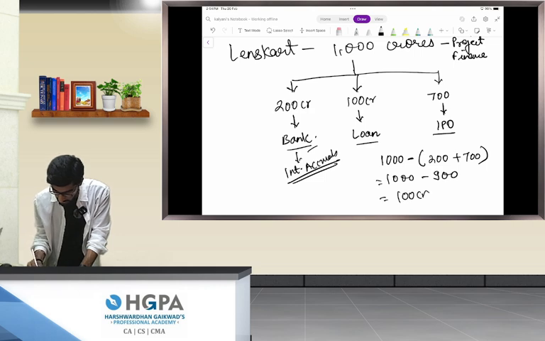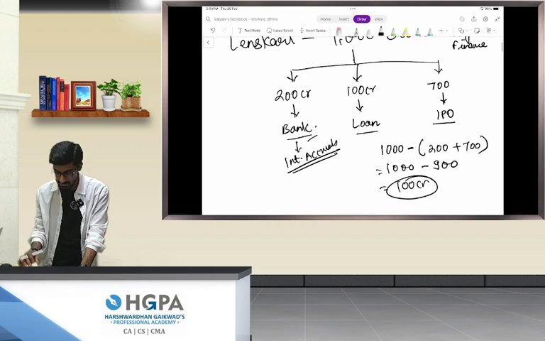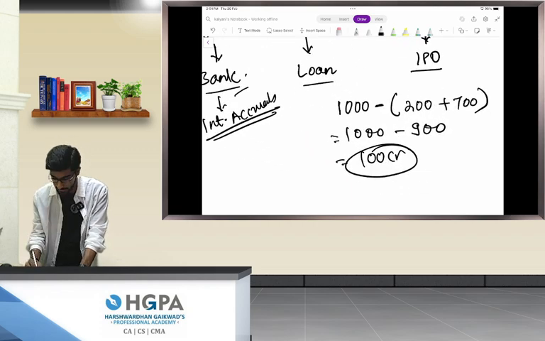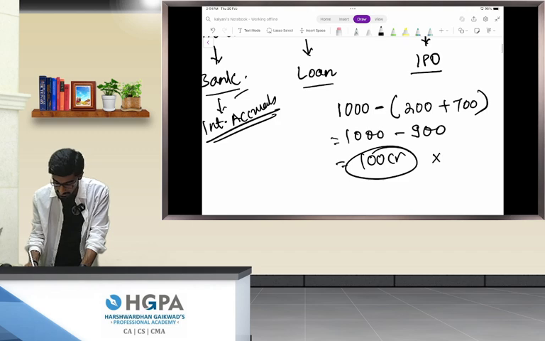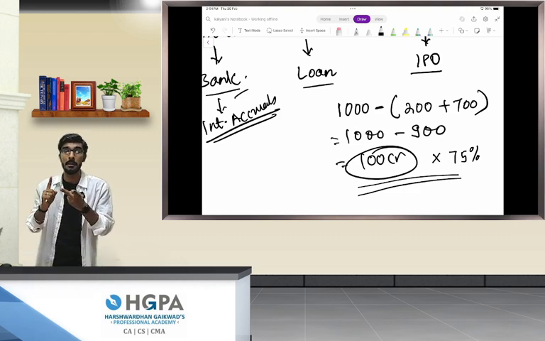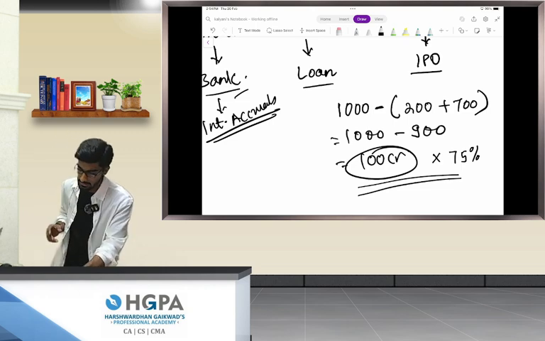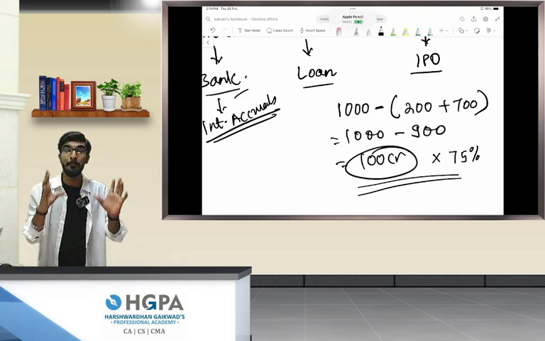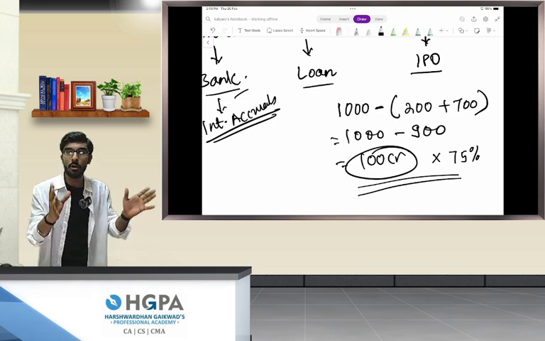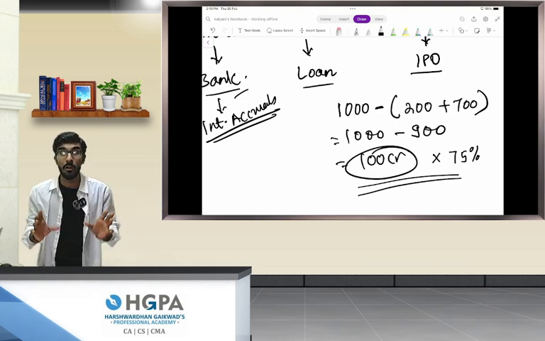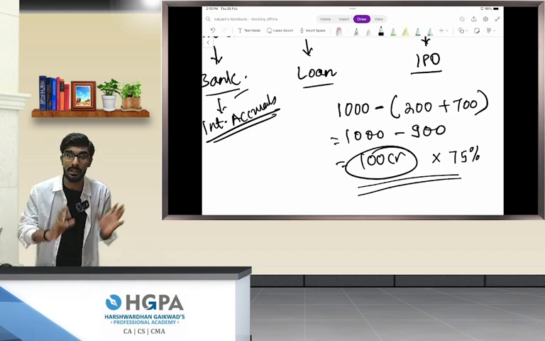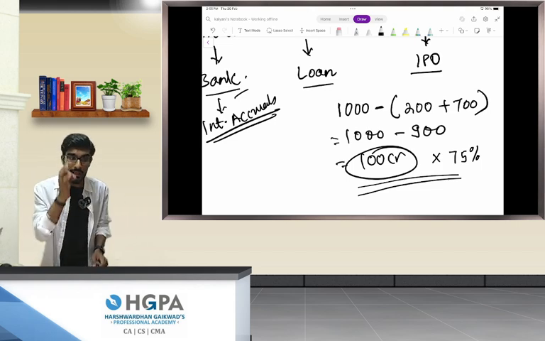So 100 crores is remaining. Firm arrangements should be made for financing these 75% of 100 crores, whether it can be venture capital funds or private equity funds. What it's saying is, the company should not be entirely dependent on IPO to raise funds. Okay, it should have a backup.